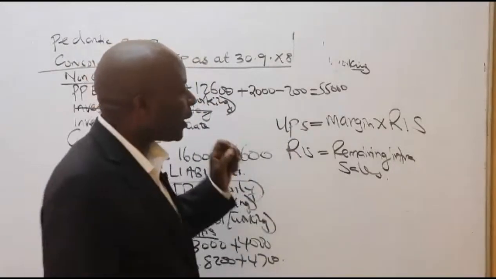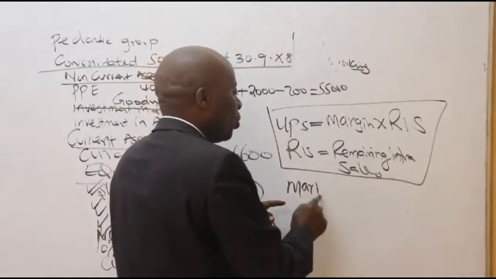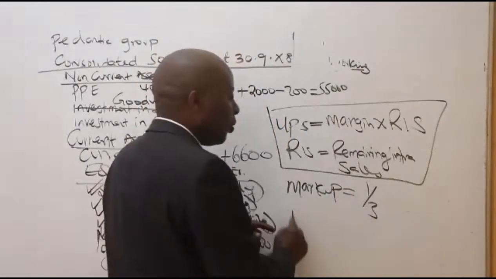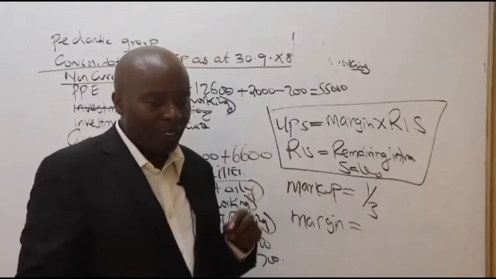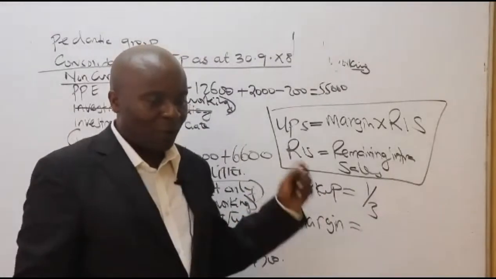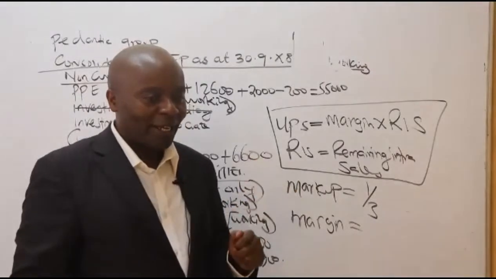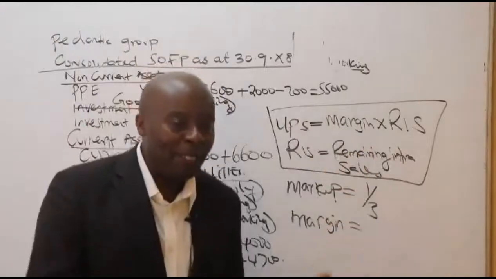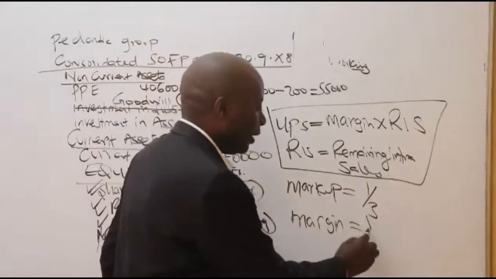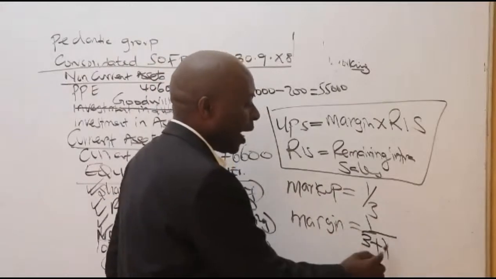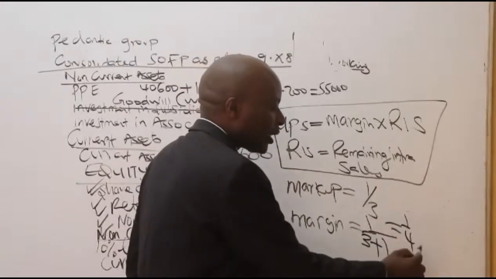Now, ladies and gentlemen, we examine this very well. If markup is a third, what will be the profit margin from your management accounting information? A quarter. Why? Because margin must always have a bigger denominator. What they've done to get a quarter is take 1/3 and add the numerator to the base, that is, plus one. That's how they increased the base of the margin.